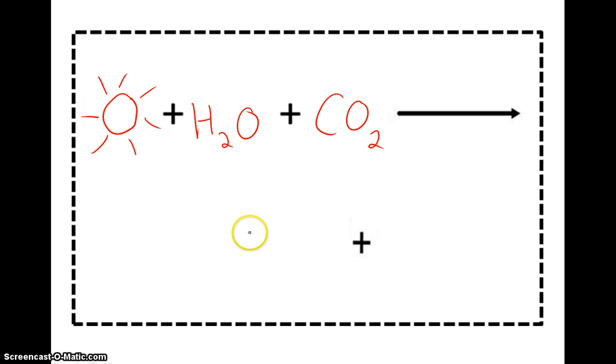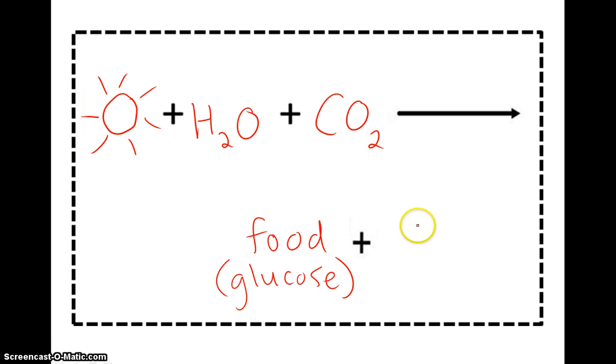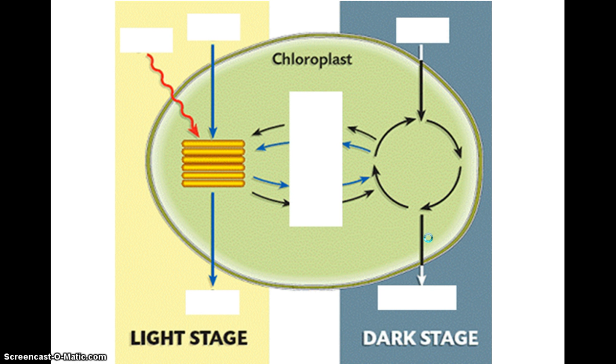And photosynthesis, the whole point of it is to make food for the plant. Specifically, it makes glucose or sugar. So that's what glucose is, a sugar. And then the plants are going to make oxygen as a byproduct. So the three things that are needed are sunlight, water, and CO2. And that's going to make glucose and oxygen.